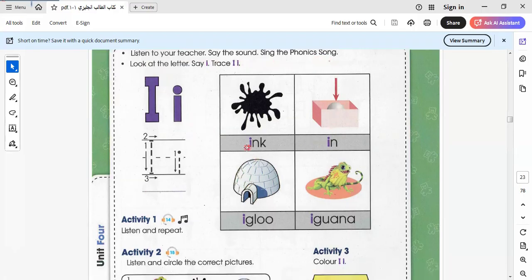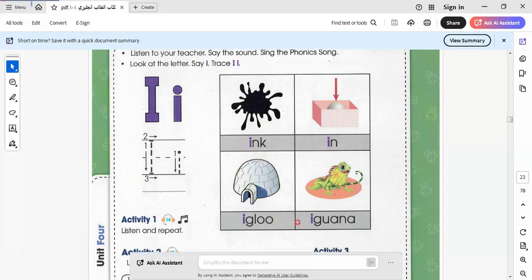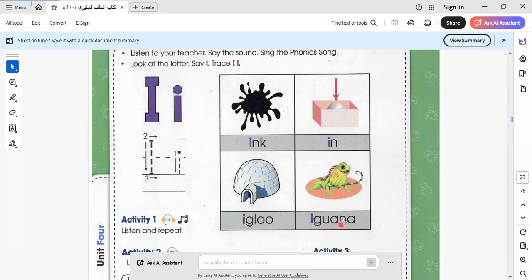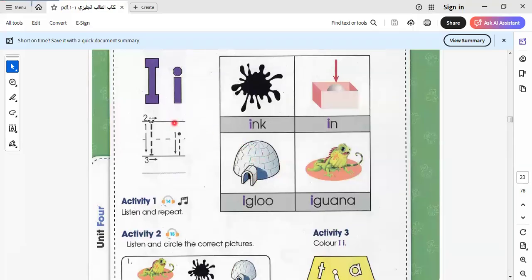Here we have ink, in, igloo, iguana. I will repeat, and repeat after me. This is called letter I, capital I and small i. How do I write it? This is capital I and small i, written like this. Here we have ink, we have in, we have igloo, and we have iguana.